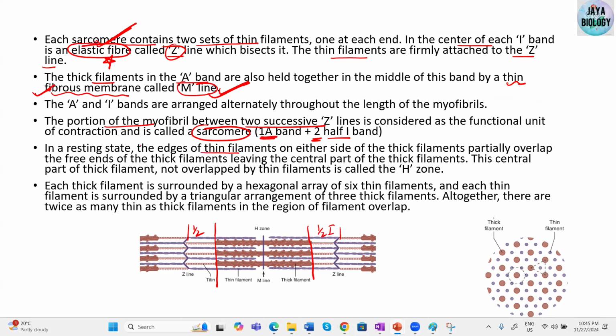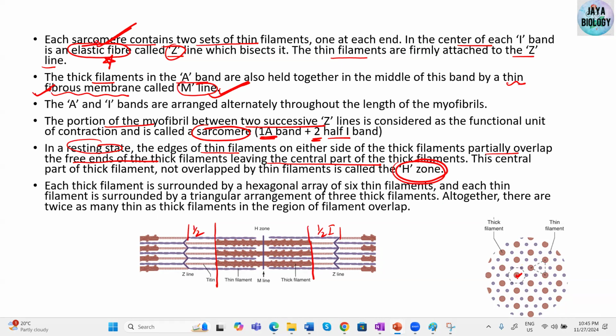The edges of the thin filaments, in resting conditions, partially overlap the free ends of the thick filament, leaving only the central part of the thick filament. And this central part of the thick filament, where there is no overlapping, is known as the H zone. I've drawn the diagram just to explain so that you can understand properly. Is it clear?